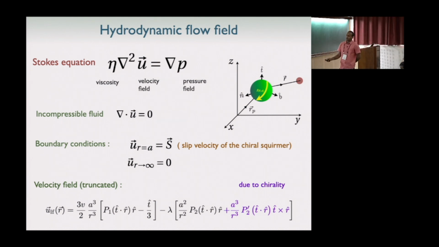I have removed some of the terms which are not required because the contribution from the other terms is negligibly small. So this is from the first mode, and this is from the second mode, and the higher modes I have removed. This is the simplest velocity field that we can calculate for this chiral swimmer. And as I highlighted, this part takes care of the rotational motion.